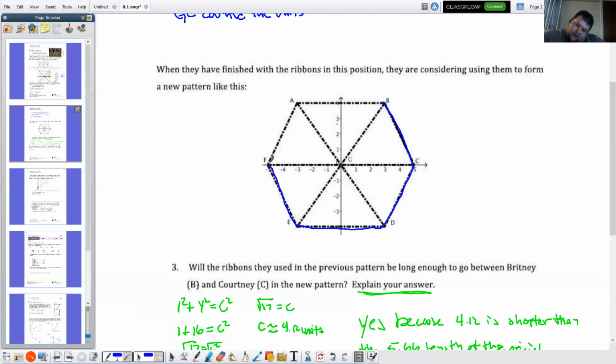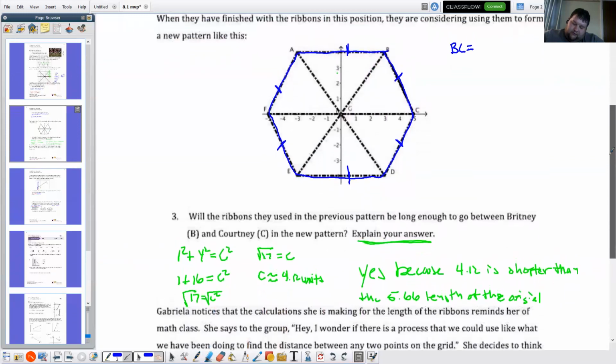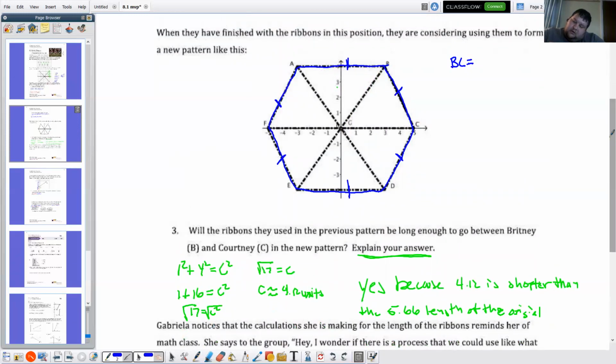So I need to find all of these. Do I need to find every single one of them? Nope, I sure don't. Because this one is going to be the same as this one, and this one, and this one. And then this guy is going to be the same as this guy. So if I know what BC is, which we do, I can take 4 times that. BC, we said, was equal to 4.12, or the square root of 17, right here.